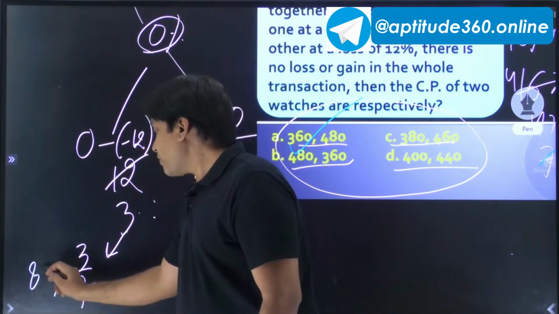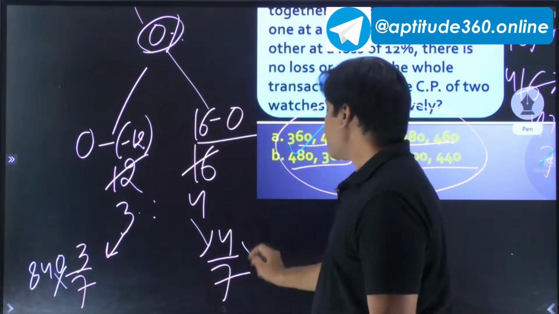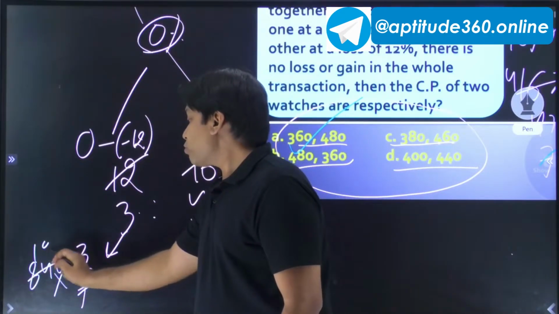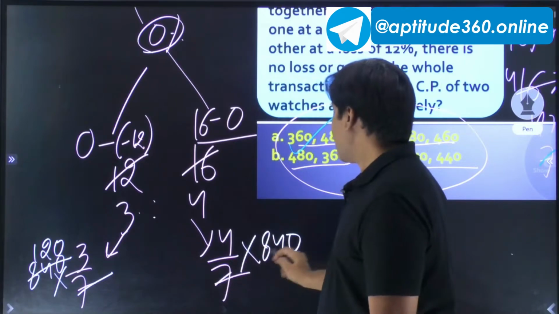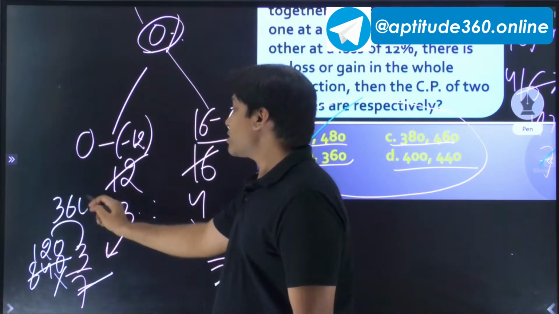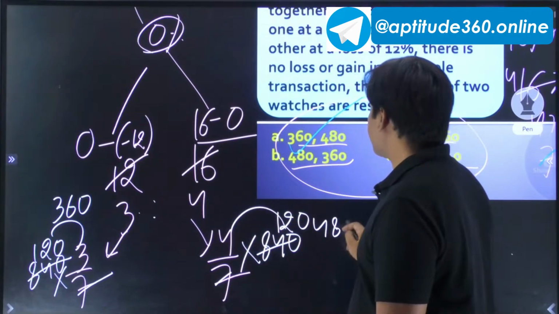And in this situation we have been given this is 840, and this is what? 840. So if you simplify this, this is 120. 120 into 3, 120 into 4. Now you are having your answer, which is 360 and 480.